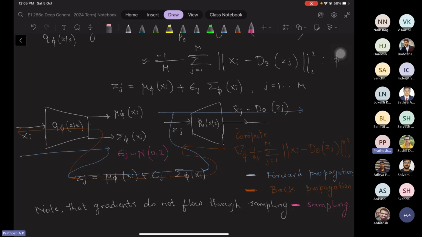I see a hand raised, Harish. Sir, we get m gradients while back propagating, right? Sorry, I didn't follow. Can you repeat? So we get m gradients, right? No, one gradient. See, what happens is you take m of z's, right? You pass all those through the decoder, and you get m x j caps, correct?